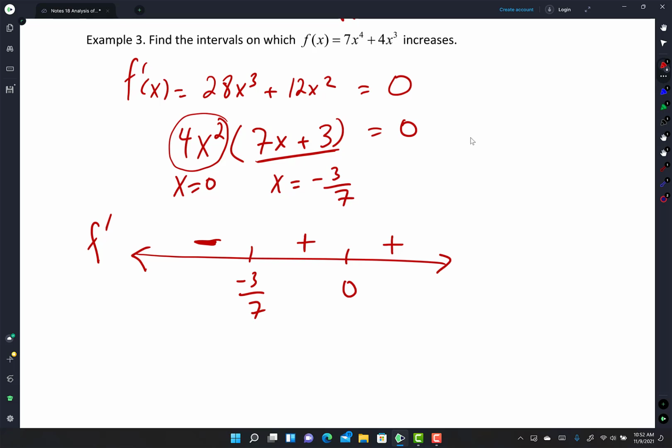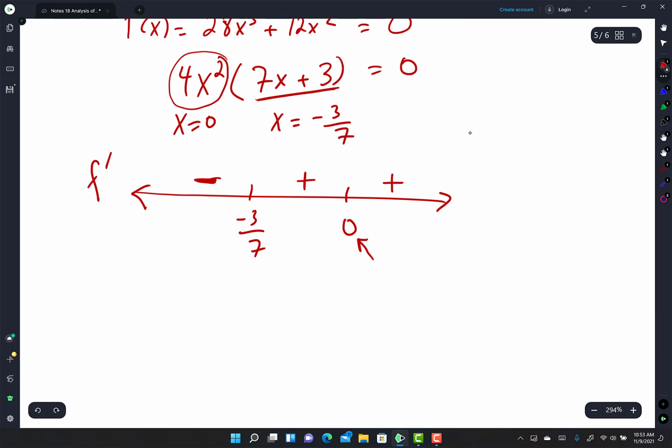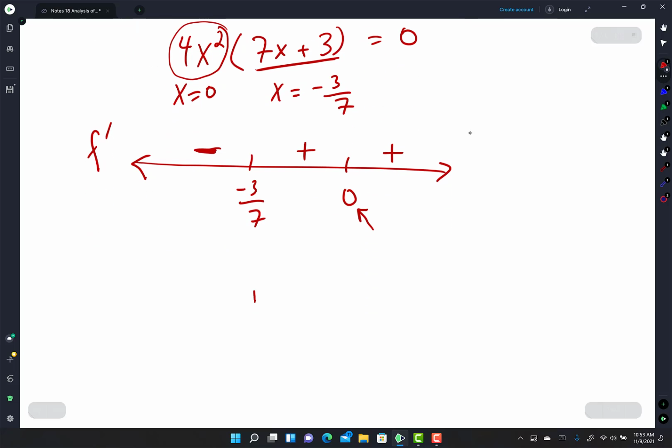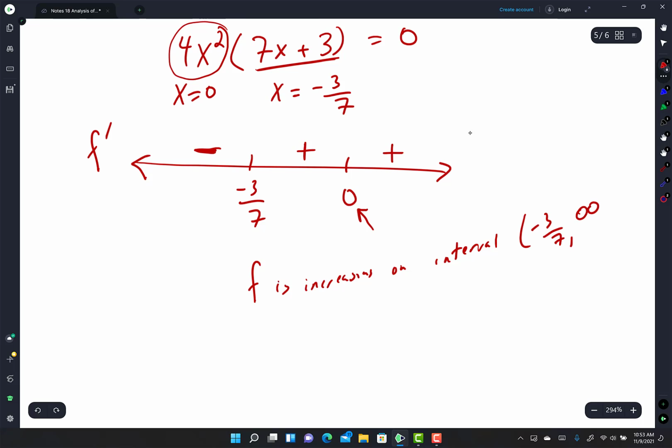You might get confused here, but I'm going to try to go really, really slow. This is a continuous function everywhere. For a moment, you do have a horizontal tangent. At x equals 0, you are flat, but you actually increase. So to answer this question, where am I increasing? f is increasing on interval negative 3/7 to infinity. I'm not trying to explain it, guys.